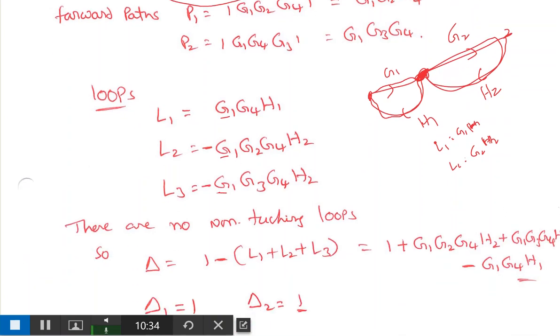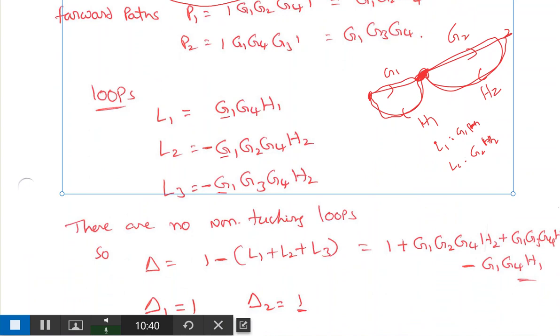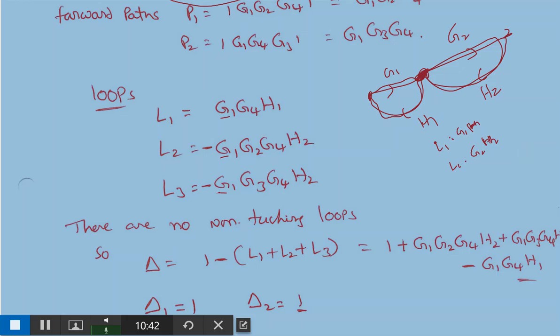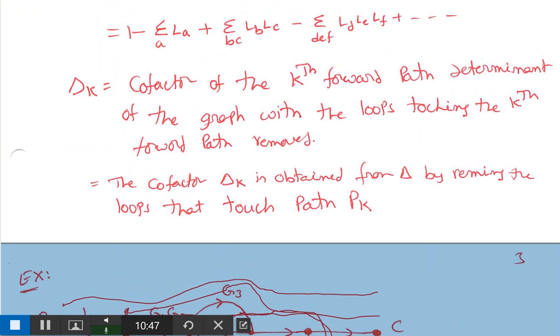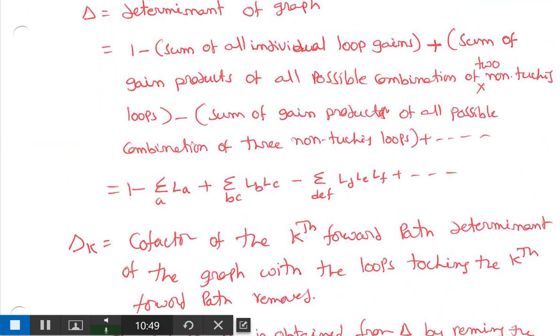Okay, so here there are no non-touching loops. Why do you need non-touching loops? Because to find delta, we need non-touching loops. If you look at the definition here, it is the sum of gain products of all possible combinations of 2 non-touching loops, 3 non-touching loops, 4 non-touching loops, 5 non-touching loops. So we need to have those.